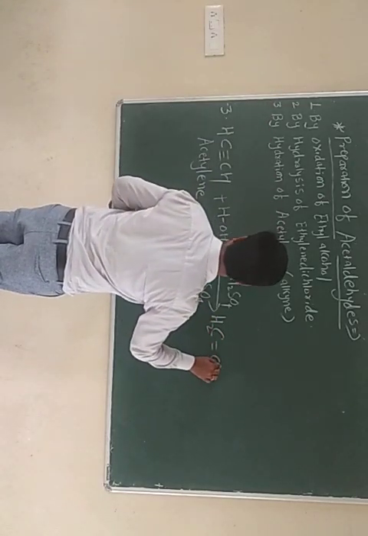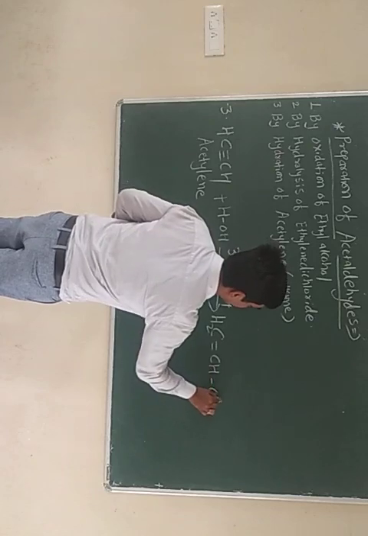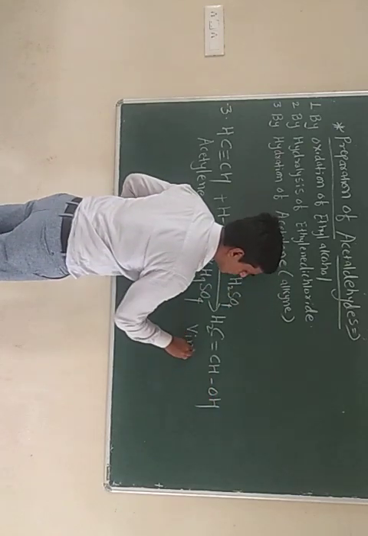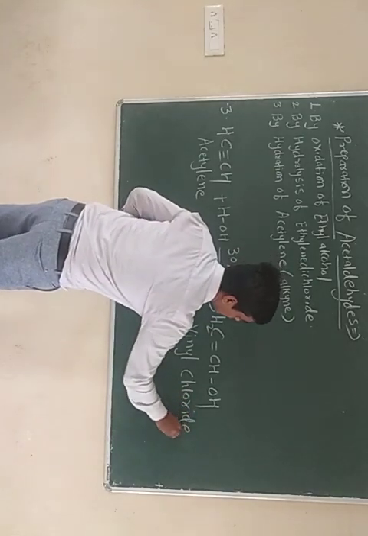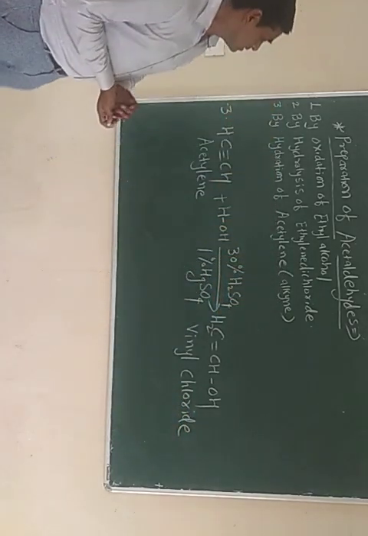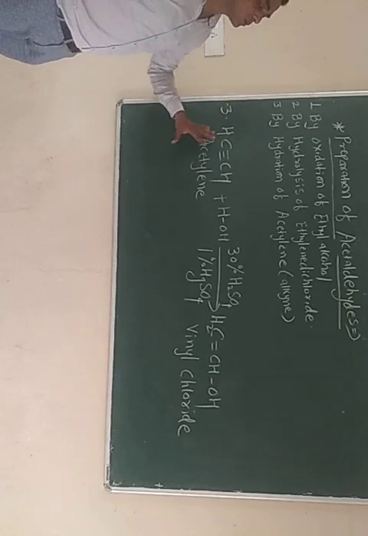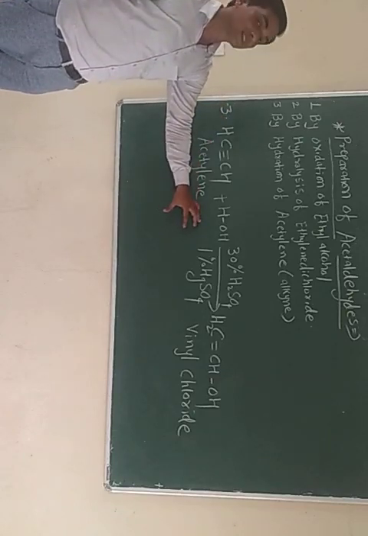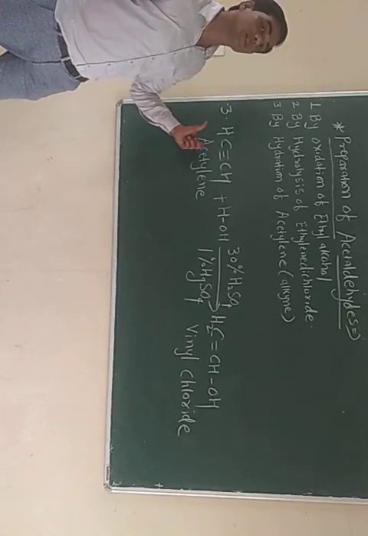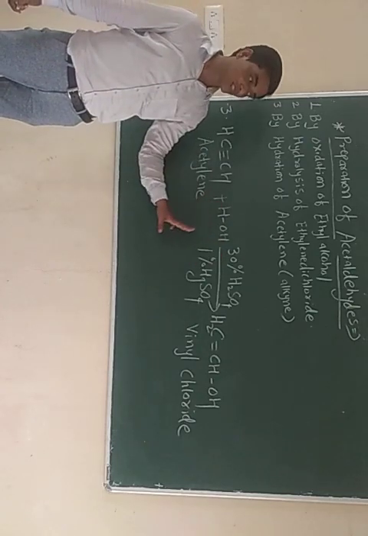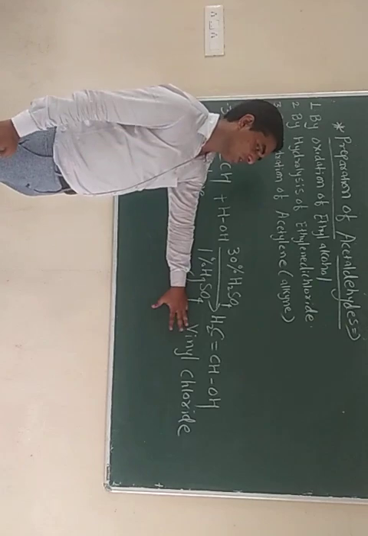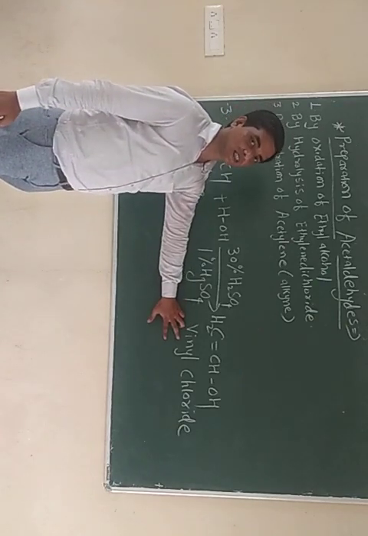CH2 double bond CHOH. There is a formation of vinyl chloride. Vinyl chloride is formed when acetylene undergoes hydration in the presence of 30% sulfuric acid and 1% mercury sulfate. This is the first stage.